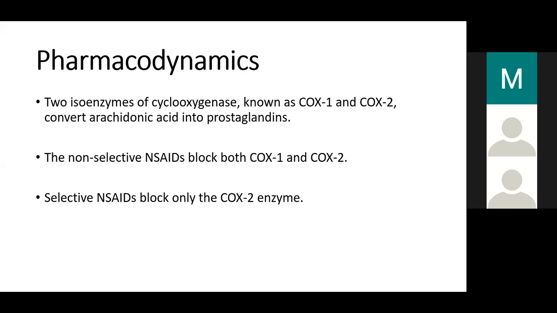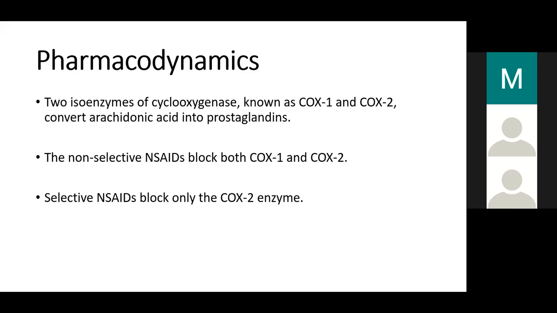So the COX-1 is involved in production of prostaglandins that protect the stomach lining. And the COX-2 is involved in production of prostaglandins that are involved primarily in inflammation. So when you have the non-selective NSAIDs, they block the production of both the good prostaglandins, which protect the stomach lining, and the bad prostaglandins, which are involved in inflammation.